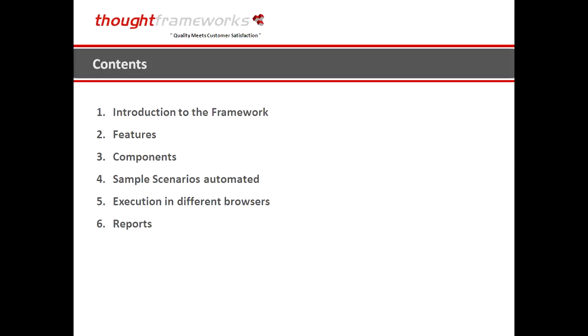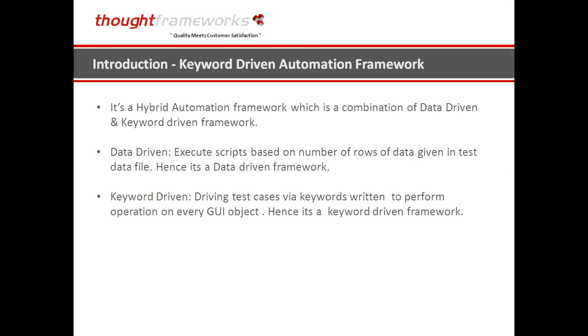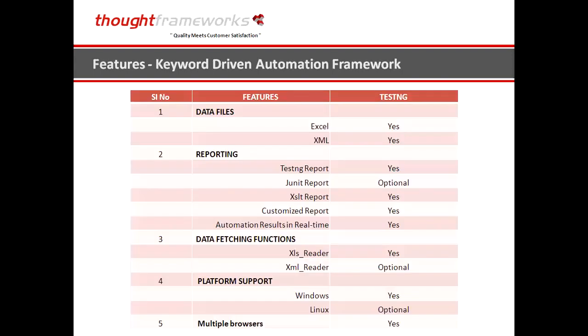Today's contents of the session are Introduction to Framework, Features, Components, Sample Scenarios Automated, Execution in different browsers, and Reports of Execution. Introduction. Keyword-Driven Automation Framework is a hybrid automation framework which is a combination of data-driven and keyword-driven framework. Data-driven in the sense we are executing the scripts based on the number of rows of data given in the test data file. Hence, it's a data-driven framework. And keyword-driven in the sense that we are driving test cases with the help of keywords written to perform on objects. Hence, it's a keyword-driven framework.